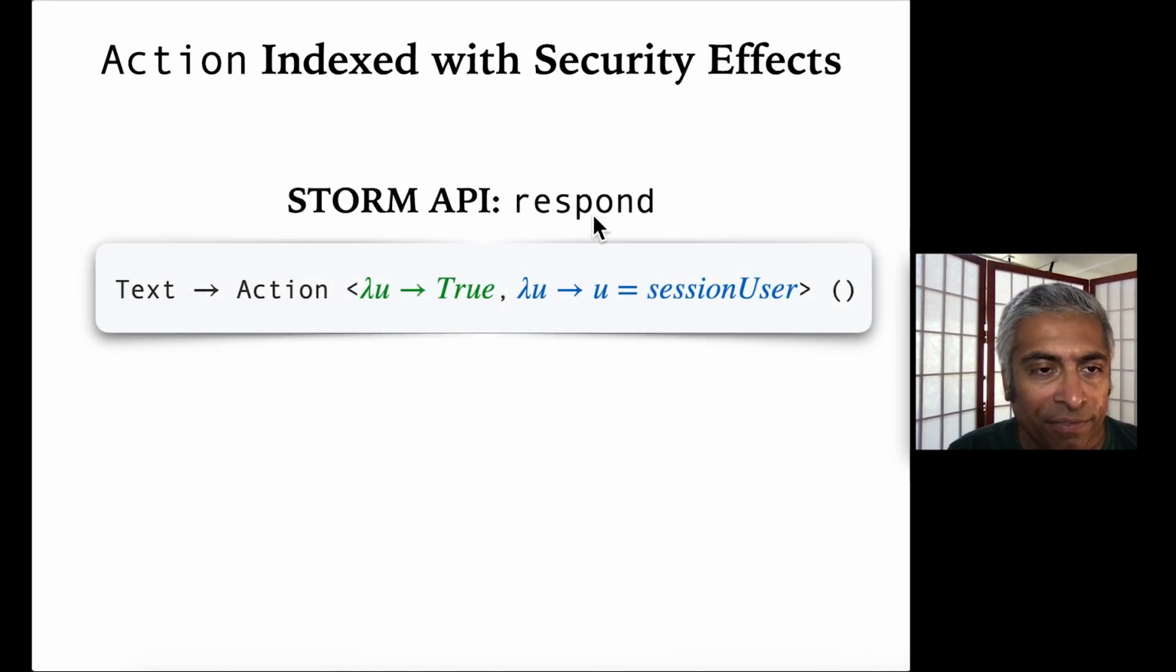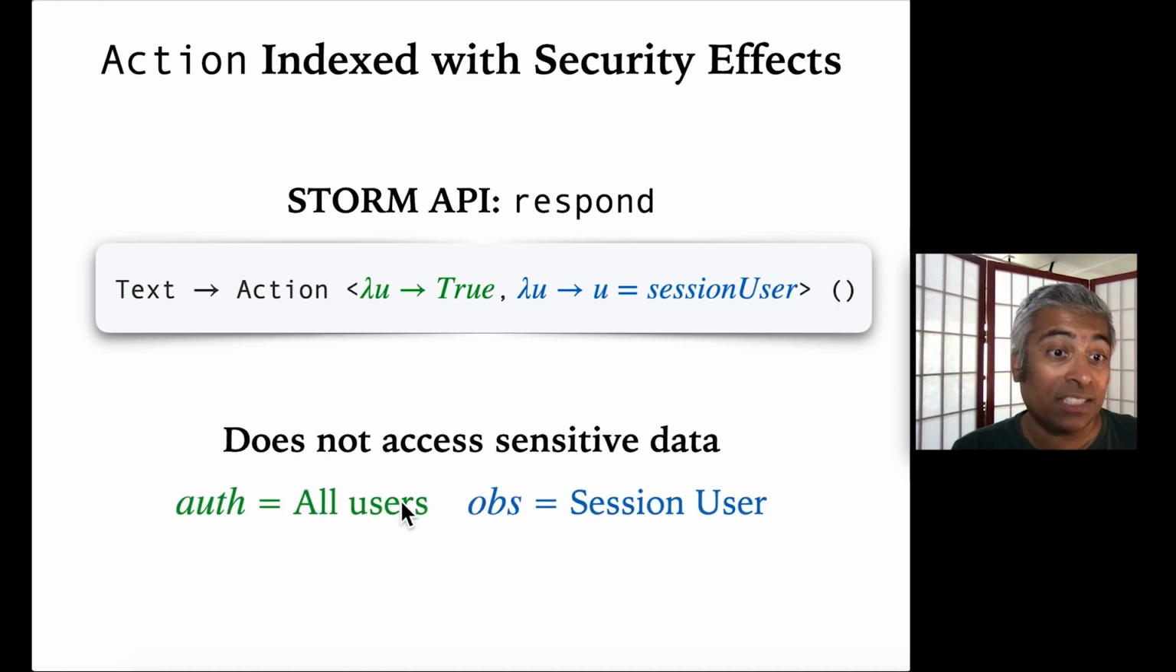Let's look at the respond function. So this takes a piece of text and returns just an action returning unit, but the authorizees are going to be the set of all users. Why? Because respond doesn't touch the database. So it doesn't depend on any sensitive data. All users can have access to that particular data. However, the data is provided to the session user, and so the observers is u equals session user.